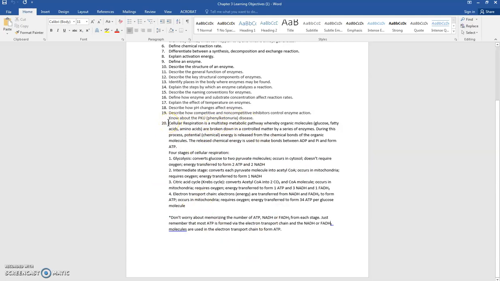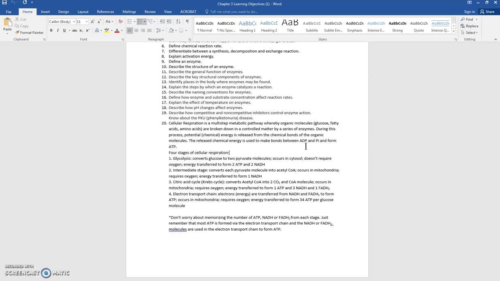cellular respiration. The textbook goes into a lot of details about cellular respiration. You do not have to know all those details. So what I did with this objective is I put down exactly here in our learning objectives what you need to know about cellular respiration. So realize this is chemical reactions. Cellular respiration is kind of a combination of chemical reactions that happen in a certain order.